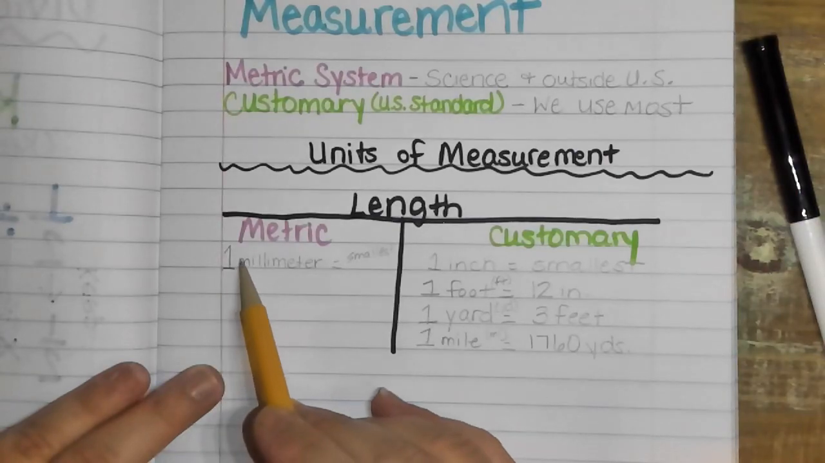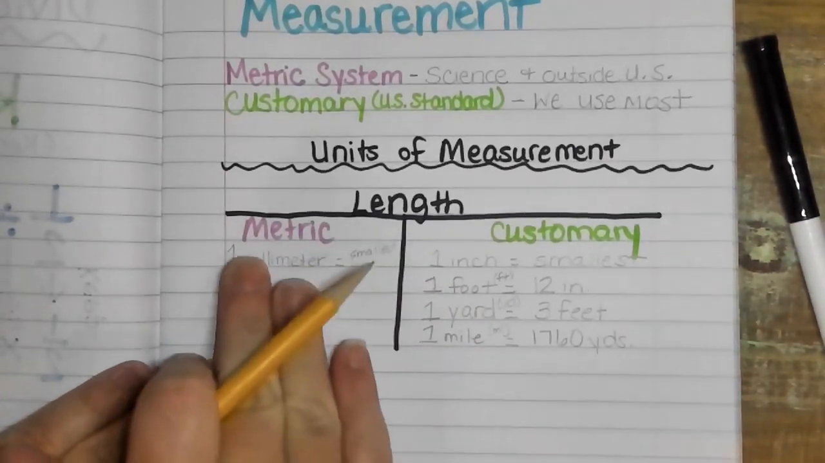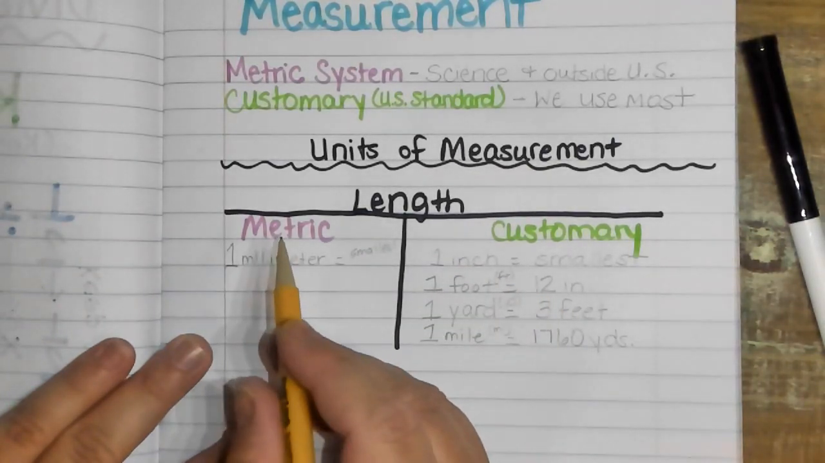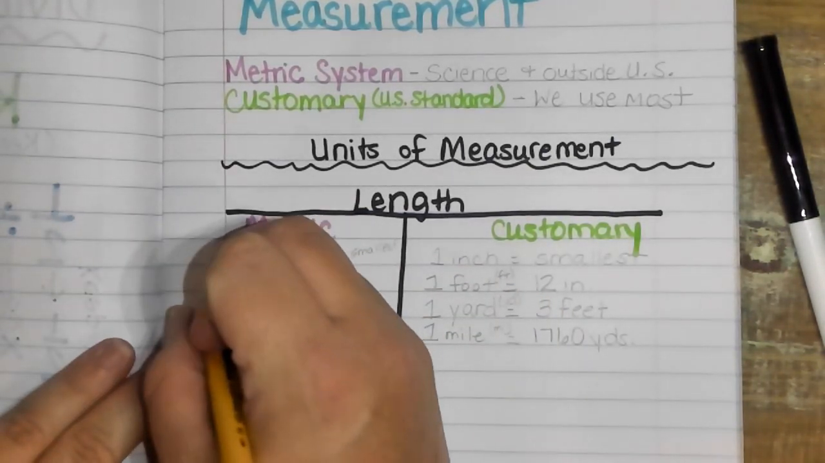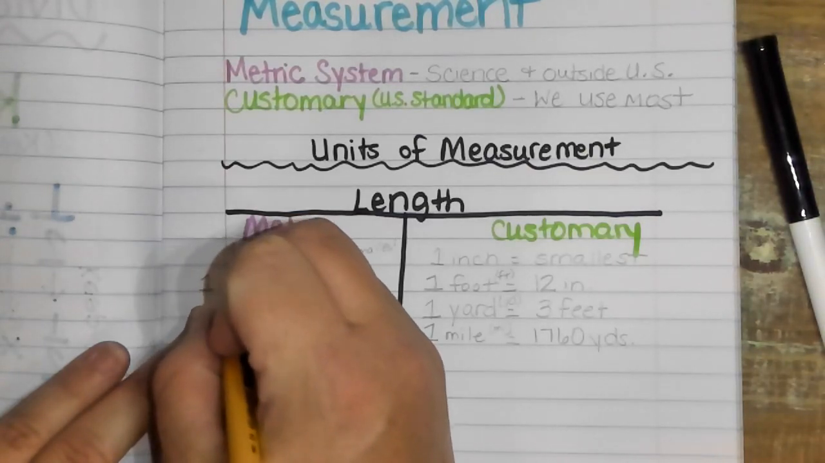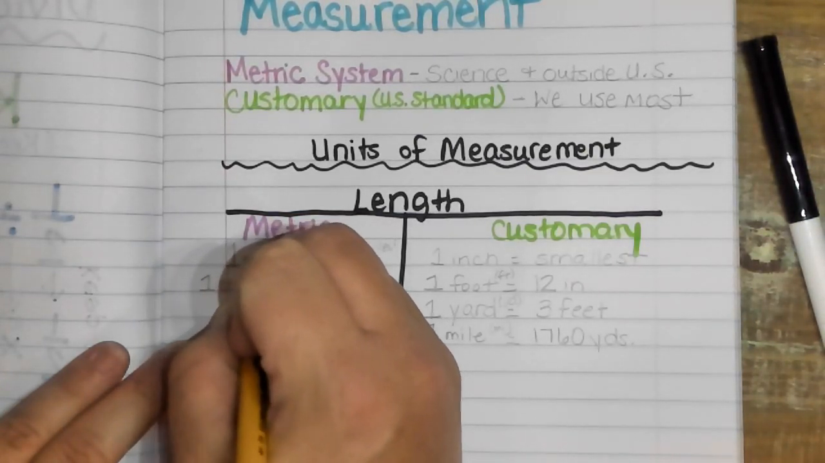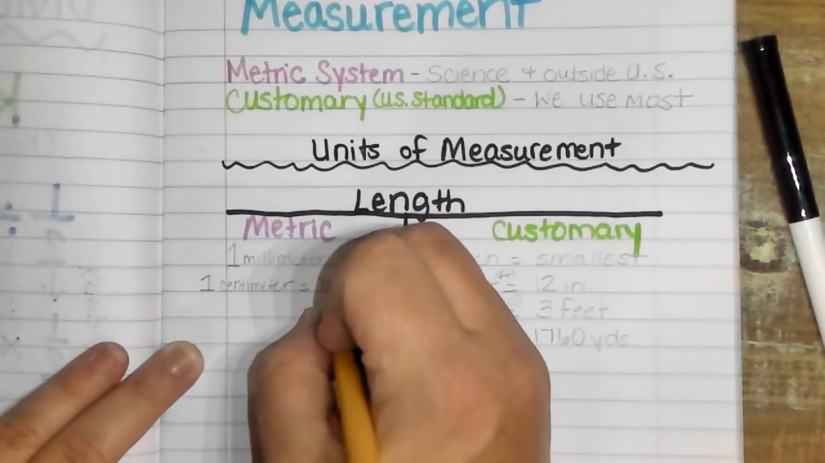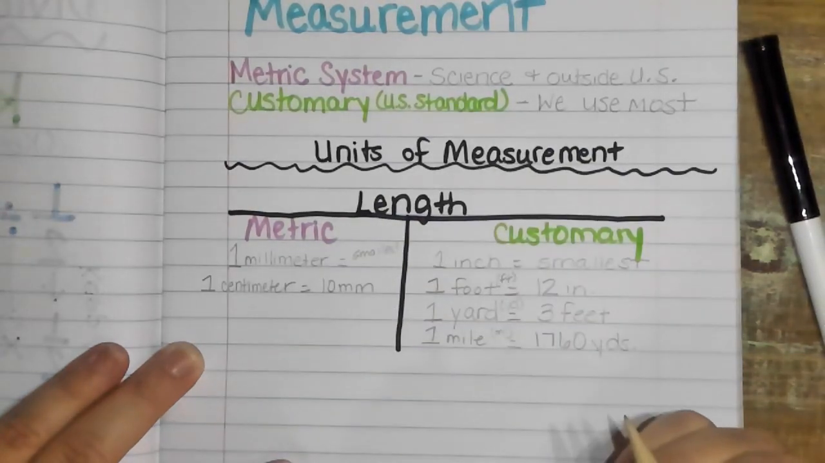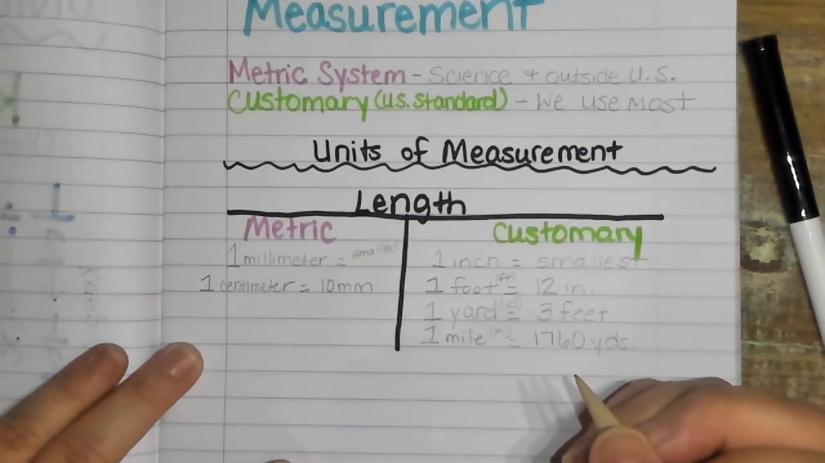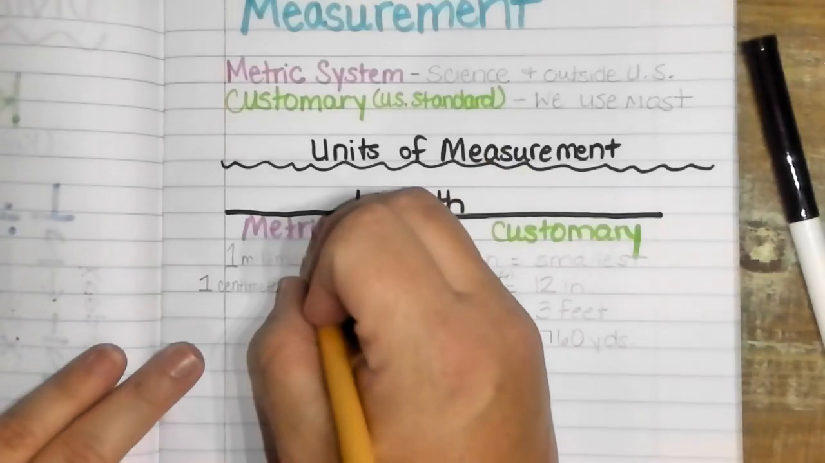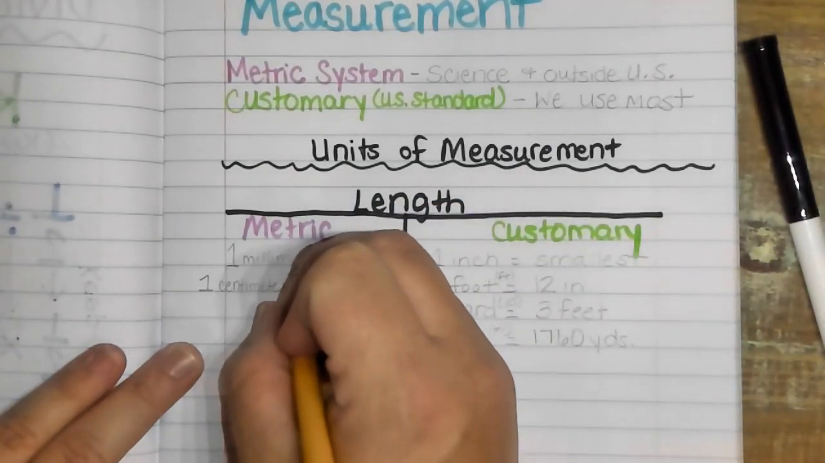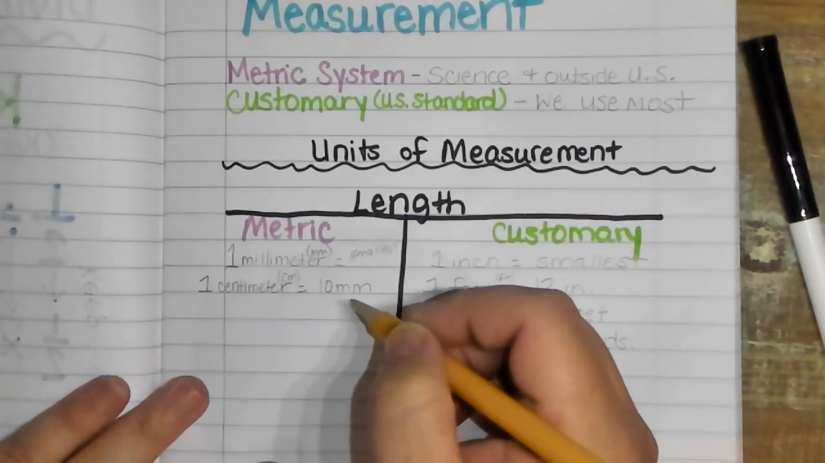Back over to the metric side. When we're talking about the metric system, after the millimeter, we have 1 centimeter, which is equal to 10 millimeters. I did mm because the abbreviation for millimeter is mm. The abbreviation for centimeter is cm.